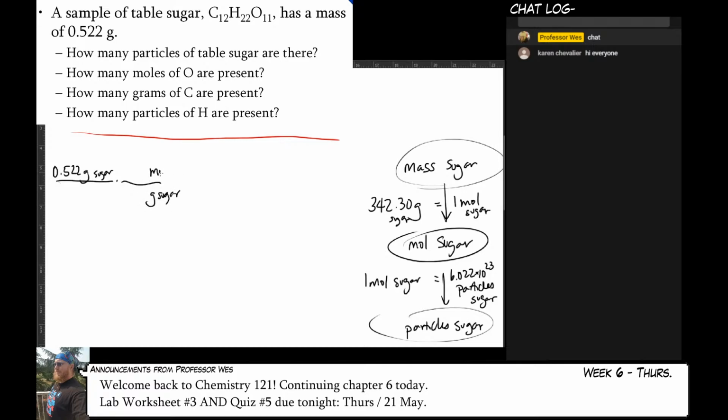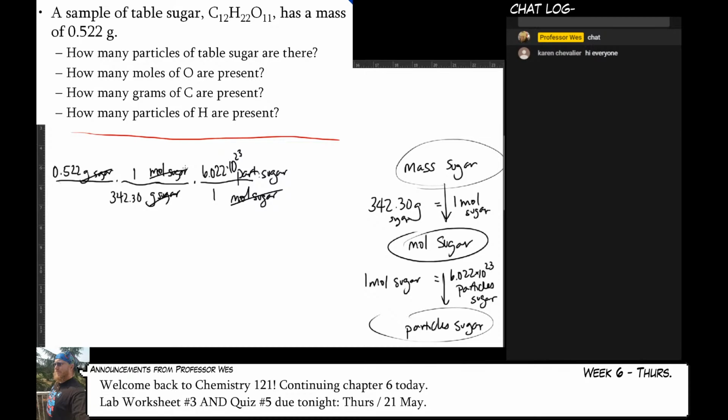Let's do the dimensional analysis. We'll turn grams into moles. And those units will cancel out. And then we'll turn moles of sugar into particles of sugar. Now, in this case, it would actually be appropriate to call them molecules, but I'll just use the term particles for now. That's fine. Finally, we put in our numbers. This was 342.30. And this was 1 mole and 6.022 times 10 to the 23. And those cancel out. I forgot to do that.